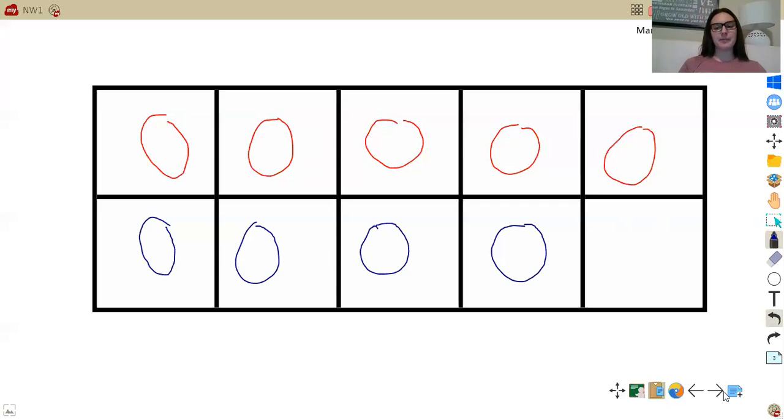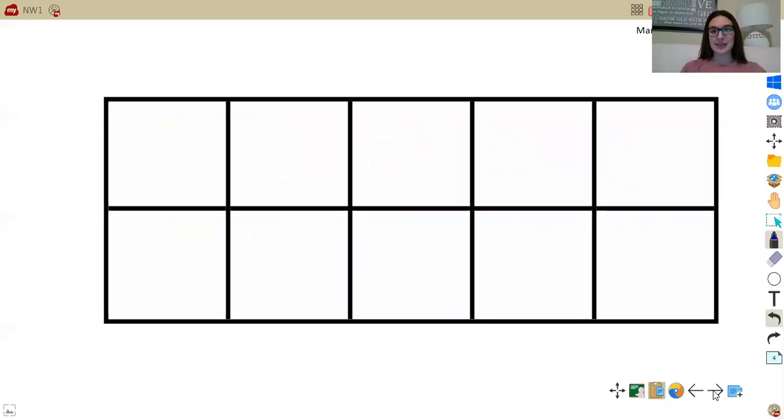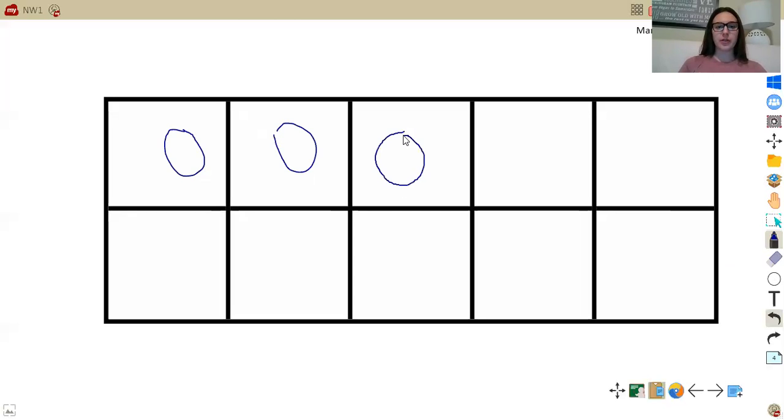Now I'm going to try to trick you. Let's go ahead and make 8. Now I'm thinking, and I know that in order to make 8, I can fill in the first 5 boxes because I know that 8 is greater than 5. So that tells me I can quickly draw my circles. 1, 2, 3, 4, 5.